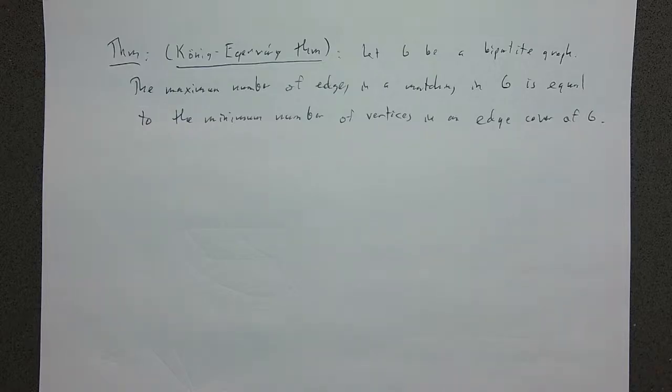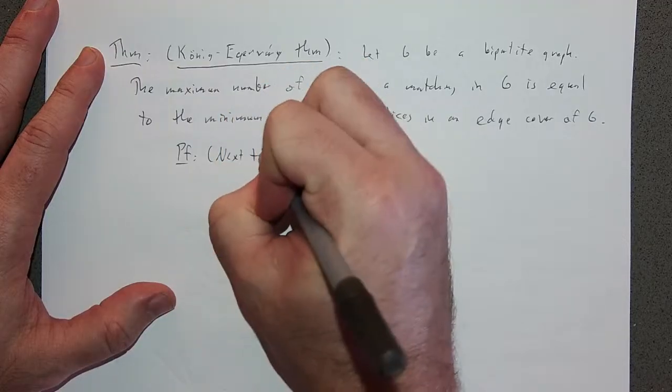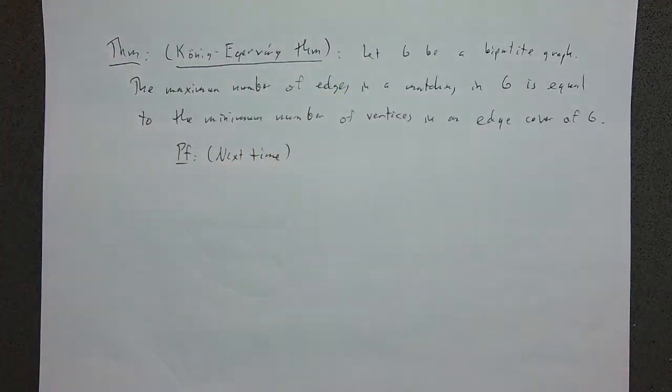Okay. I am going to stop here because I'm out of time. But this theorem, well, maybe I'll prove it. It's not too long. So I'll probably prove this next time. I'm also going to mention that this is our first instance of a theorem that relates the maximum number of one thing to the minimum number of another thing. There are several such results in graph theory that do this sort of thing.